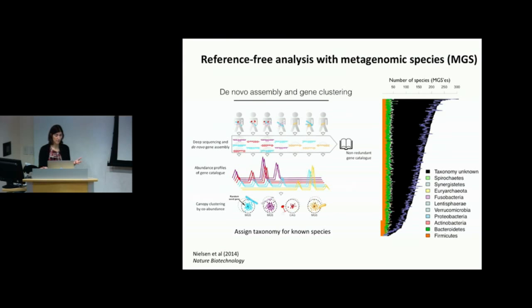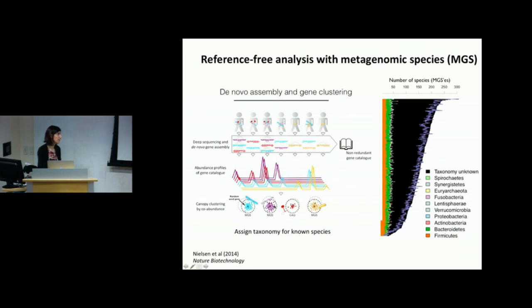Another way to look at whole metagenome sequencing data is using a reference-free method. So in this case, we're not using marker genes that are based on reference genomes, but rather we're using gene abundance. So we do the deep sequencing of all of the communities, and then you can make a non-redundant gene catalog. So you can cluster the genes based on their similarity, and then you can look and see in all of the samples that you have, what's the abundance of each of these genes. Based on the abundances, we can cluster the genes by co-abundance.